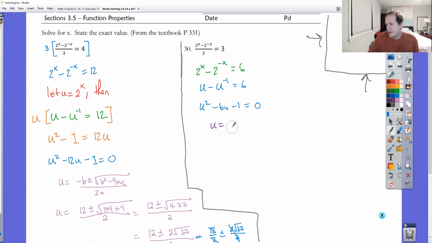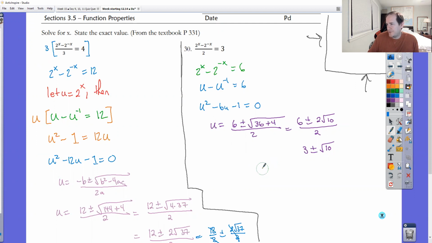You get u equals negative b plus or minus the square root of b squared minus 4 times a times c, so plus 4, all over 2 times 1, so 2. So that's 6 plus or minus root 40, aka root 4 times 10, so 2 root 10 all over 2. So I'm getting 3 plus or minus root 10. And again, root 10 is just a smidge more than 3. So the minus version here is going to be negative. So we do need to throw it out.